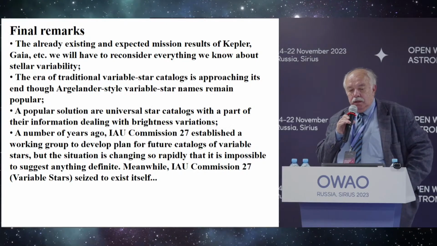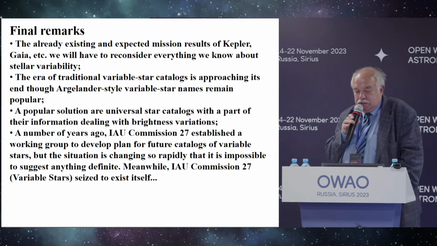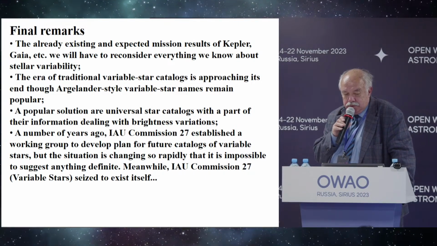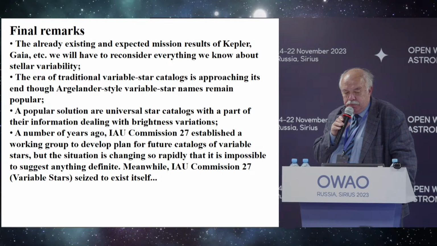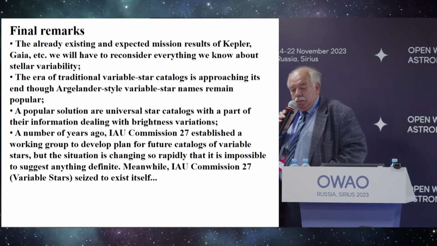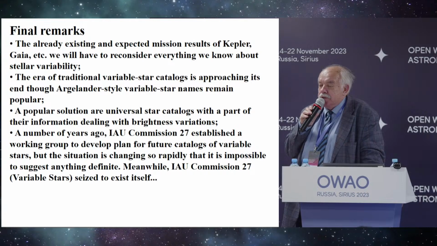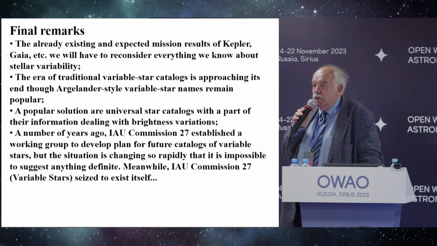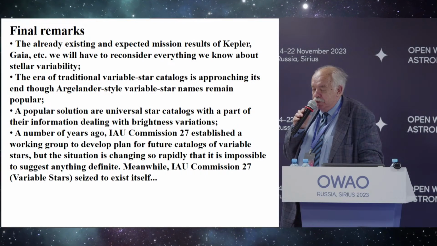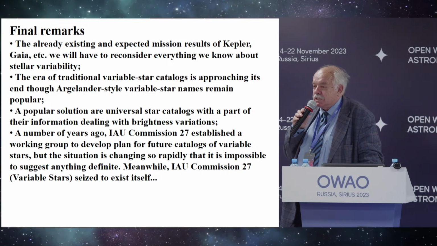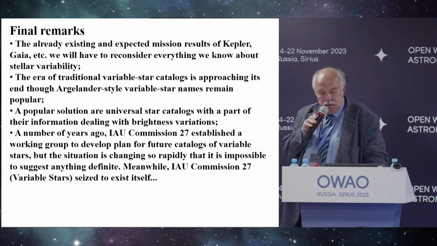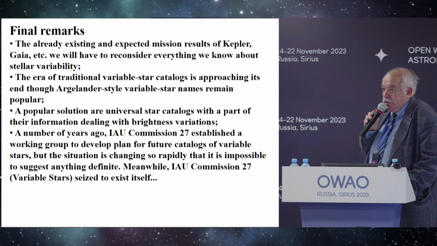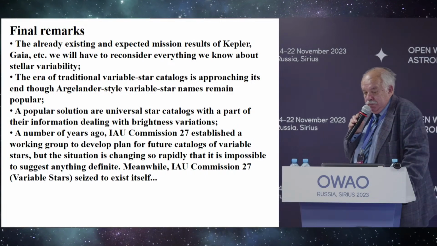A really popular and good solution is universal star catalogs, with a part of the information in the catalog dealing with brightness variations. And this is just the case with the two major catalogs from space missions of recent time, Hipparcos and Gaia. Well, there is evidently a problem.